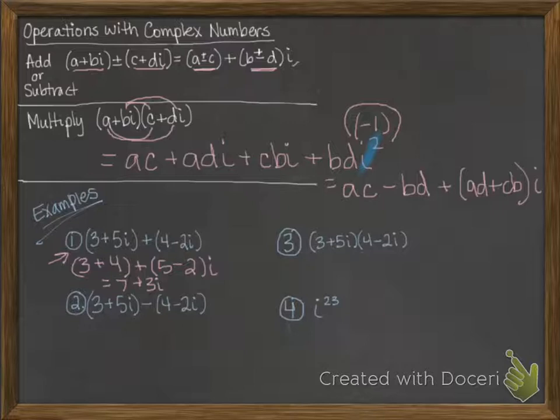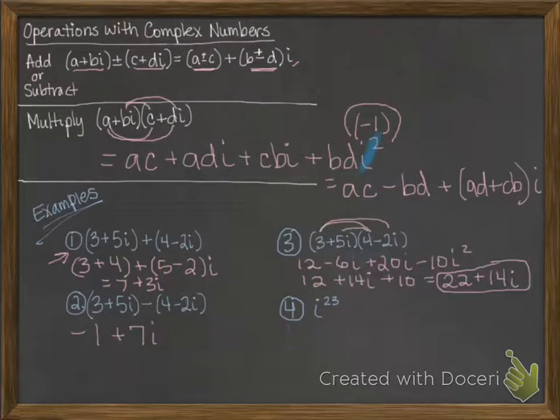Let's try these examples below. Pause now if you want to try them and then see the answers. Here are the answers to number 2 and number 3. Notice how much nicer the multiplication works out when we've got real numbers. And the only tricky thing about number 2 is that you've got to remember this negative here distributes to everything in the parentheses. So 3 minus 4 is -1, 5i minus -2i is 7i.